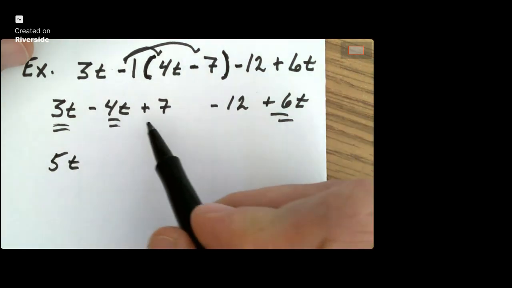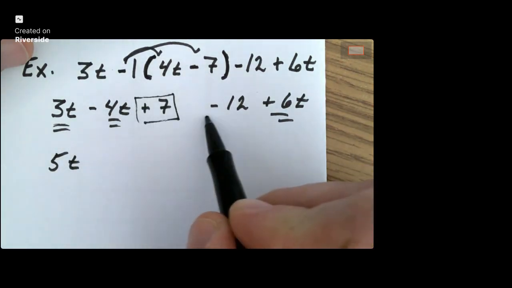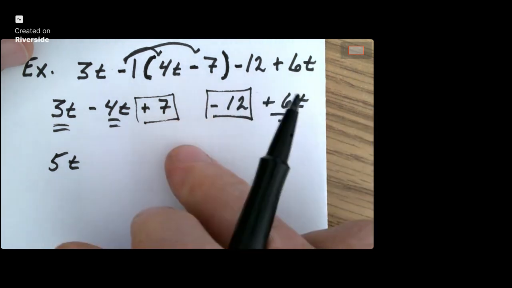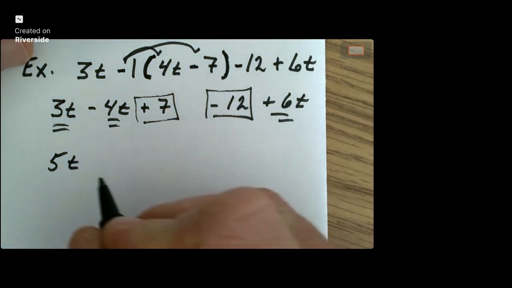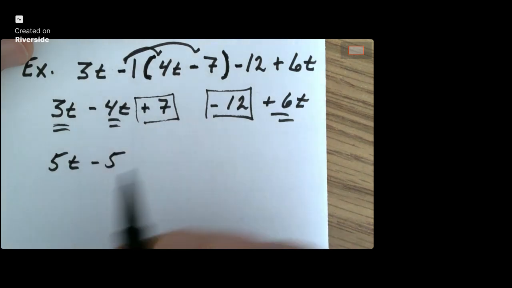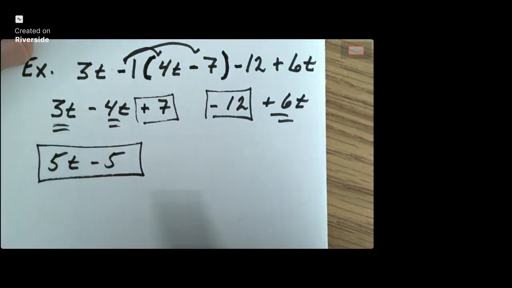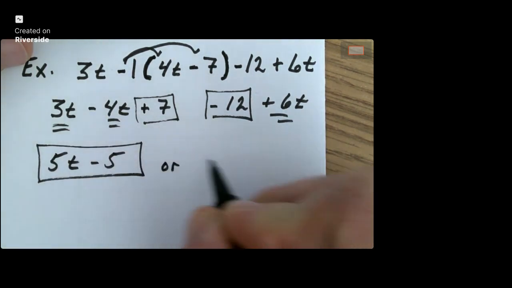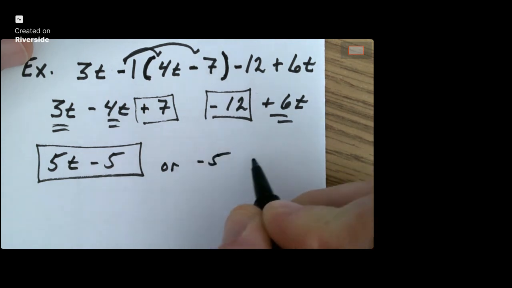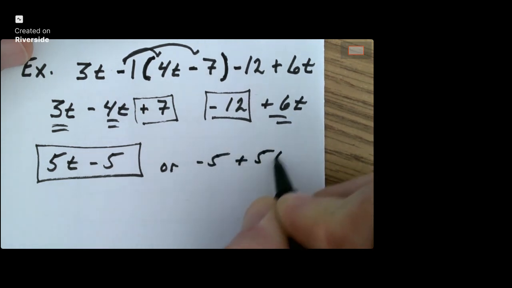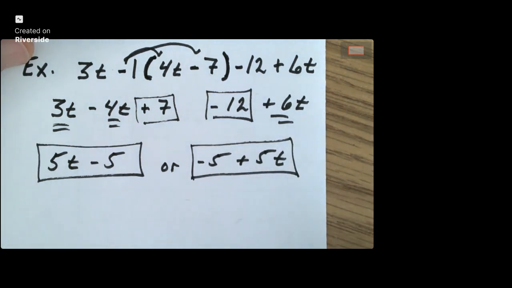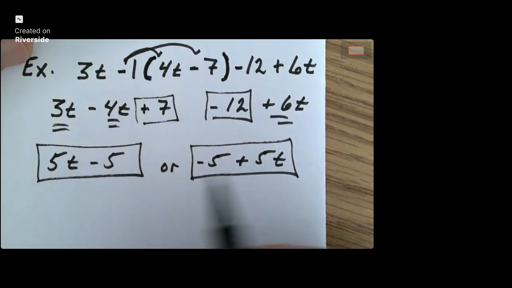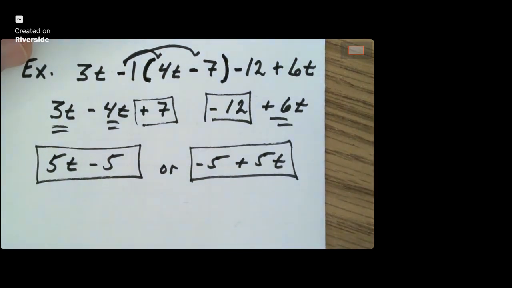Okay, and then we got constant here, and another constant here. If we pull them out, slide them together, that turns into the expression 7 minus 12, which gives us a -5. And that's as far as we can go. 5t minus 5, or we could say -5 plus 5t. And that is as far as we can go. These two answers are equivalent to each other. And there you go.